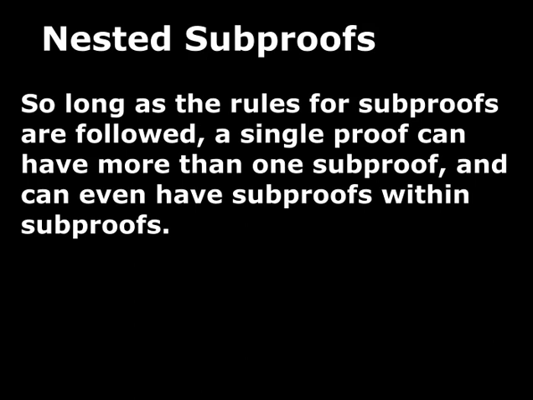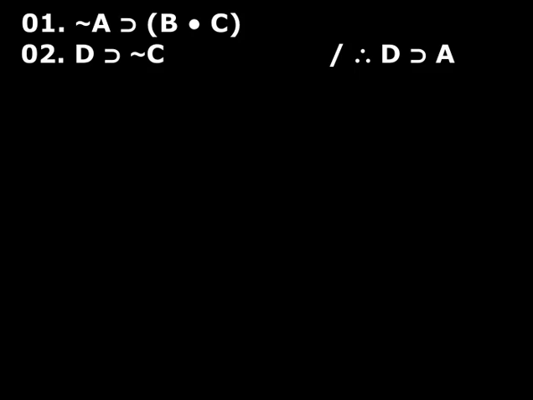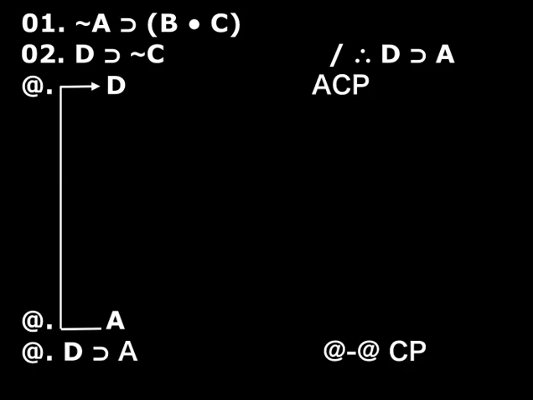Okay, so let's see an example. So here's a proof. What we're trying to derive is if D then A. So I'm going to go ahead and use subproof frames for this to just set up my strategy. I'm going to use conditional proof. I'm going to assume D to derive A. So that's what it's going to look like. I'm going to assume D, derive A. Once I'm done with that, I'm going to have if D then A, and that's going to be my conditional proof for this whole set of things.